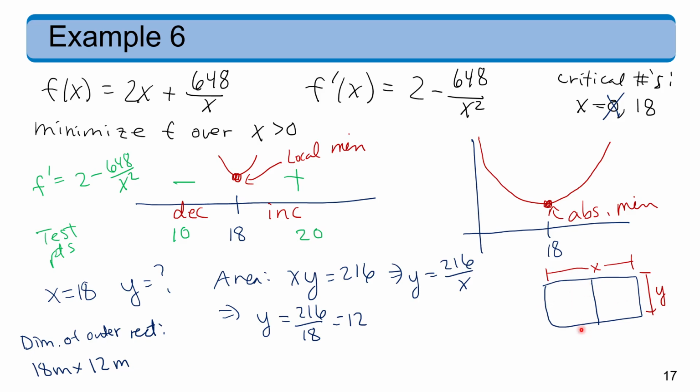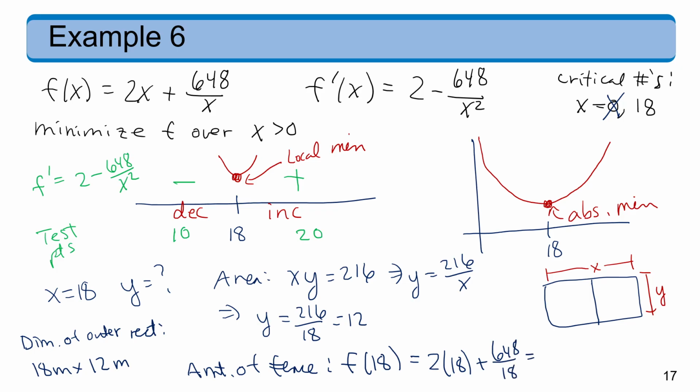The other question was, what is the total amount of fencing in this optimal design? We had a function for that, right? That's exactly what f of x is. So just plug in the x value that corresponds to our design, which is 18. So the formula for f is up at the top, so just plug in the 18. So it's 2 times 18 plus 648 over 18.